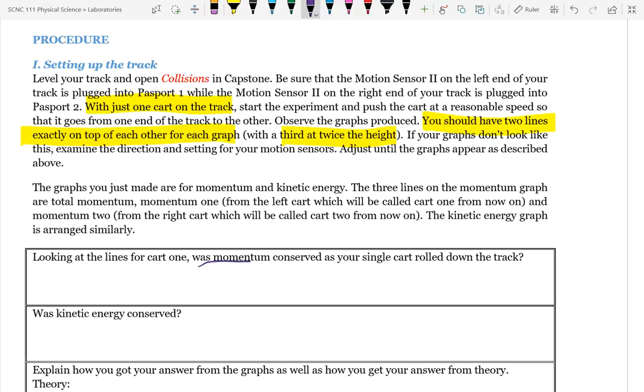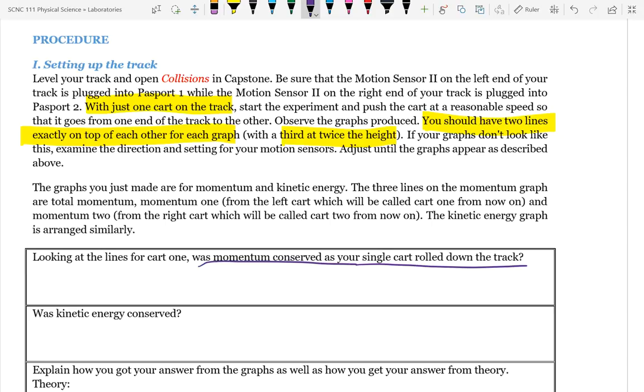Was momentum conserved as it rolled down the track? So that means, does momentum stay the same? So you're going to look at the graph, and what will the graph look like if momentum is conserved? Remember, conserved means, tell me what conserved means. I heard an answer: it doesn't change. Doesn't change. That's right.